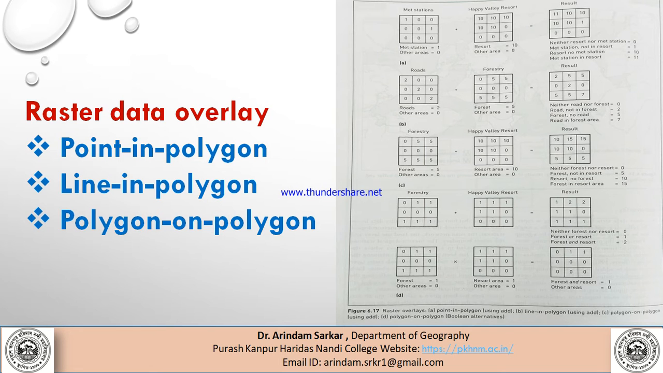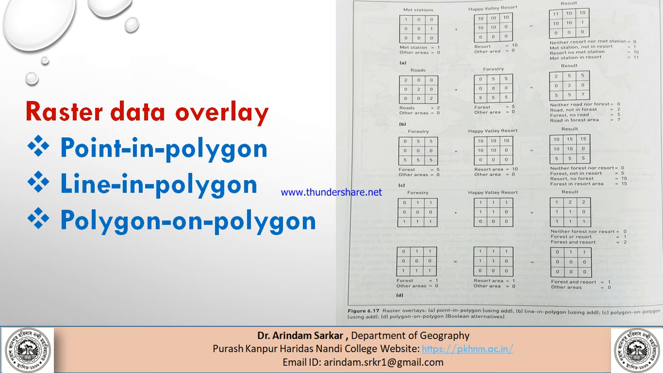Raster data overlay can be divided into three: one is point in polygon, another one is line in polygon, and the third one is polygon on polygon. In the raster data structure, everything is represented by cells. A point is represented by a single cell. A line is a string of cells, and an area is a group of cells.